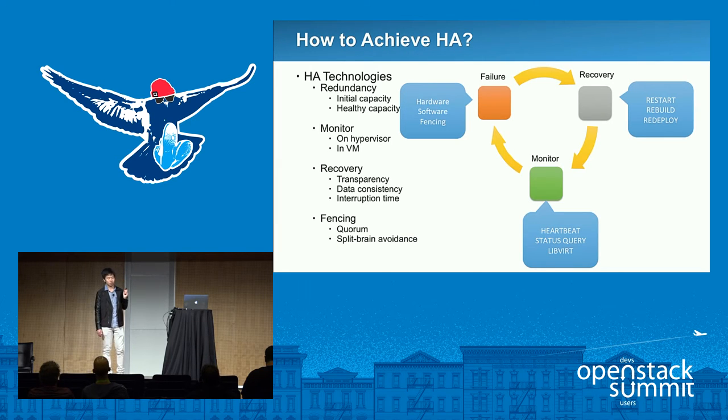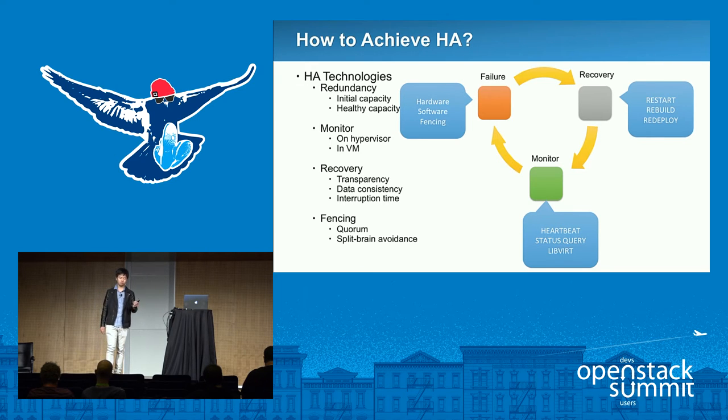This design goes through three phases: the failure, the recovery, and the monitor. When a virtual machine fails, the first thing we should do is detect what kind of failure it is, a hardware failure or a software failure. And then we should decide if we need to do fencing. The fencing technology helps us avoid split brain situations.